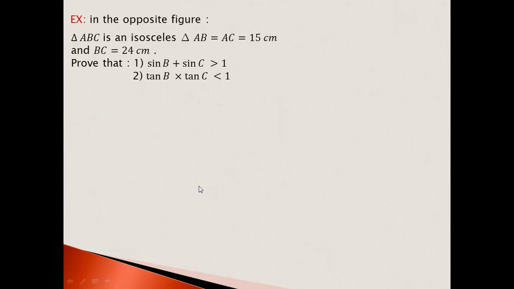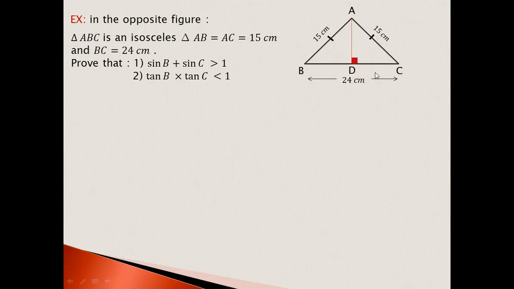In the opposite figure, the triangle ABC is an isosceles triangle where AB equals AC equals 15 centimeters and BC equals 24 centimeters. And we need to prove that sine of the angle B plus sine of the angle C is more than 1, and tangent of the angle B times tangent of the angle C is less than 1. What should I do? At the first, we need to make a construction. We need to draw a height AD perpendicular to the base BC.